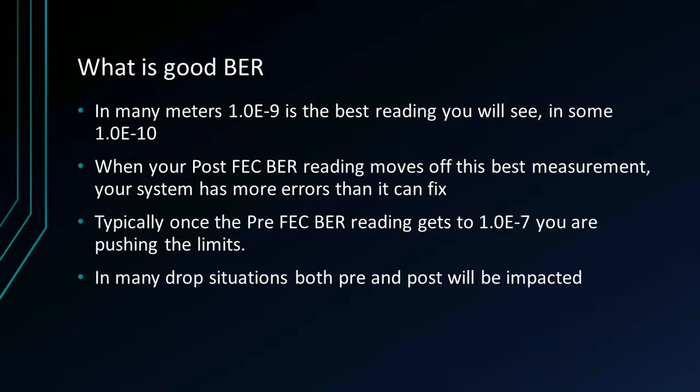What is good BER? In many meters, 9 billionth is the best reading you will see. In some meters, 10 billionth could also be measured. When the post-FEC BER reading moves off this best measurement, your system has more errors than it can fix. Typically, once the pre-FEC BER reading gets to 7 billionth, you are pushing the limits. In many drop situations, both pre and post will be impacted.